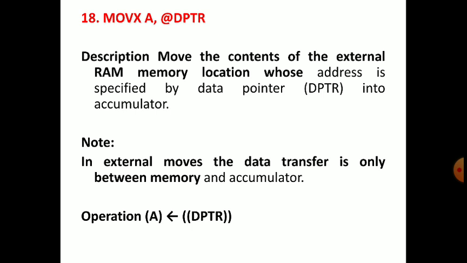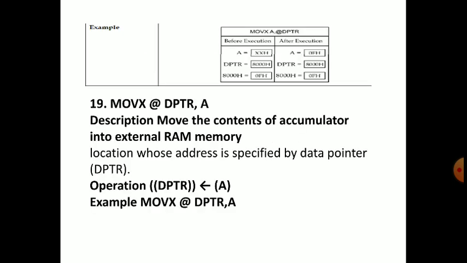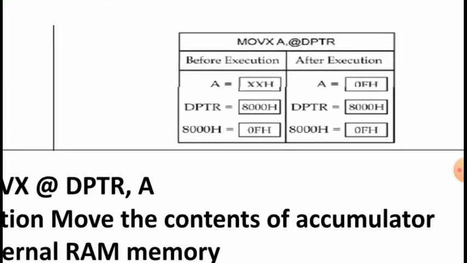See in the note point, in external, I think some point is missing there. In external memory moves, the data transfer is only between memory and accumulator. If you study the example, we can understand it better. MOVX A, @DPTR. Before execution, A has some random data, DPTR has some 16-bit data, and this 16-bit address will point to the 8-bit data, and that 8-bit will be transferred to the accumulator.